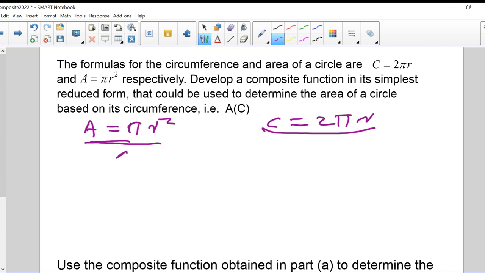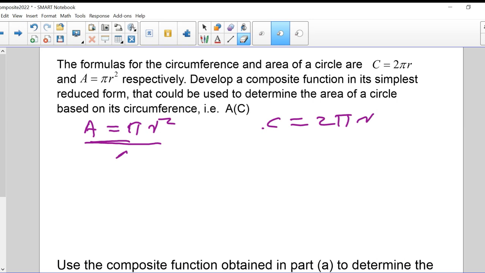2 pi r squared, Joel says. Mm, not quite what I had in mind. Let me show you what I had in mind. Let me come back over here.